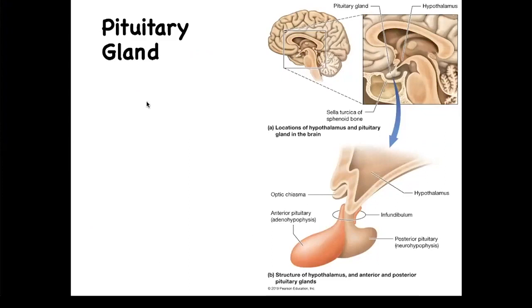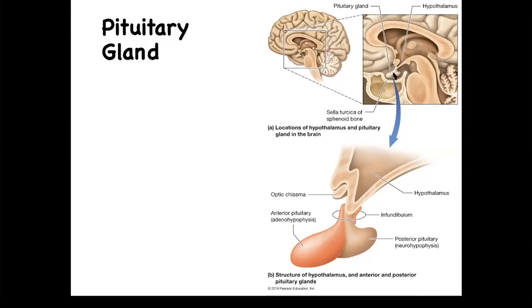Let's begin with the pituitary gland. This is the sagittal view of the brain. Here is the cerebral hemisphere. Remember the corpus callosum and the cerebellum. Here is your brainstem. This is part of the epithalamus, that's the pineal gland. And here is the pituitary gland.